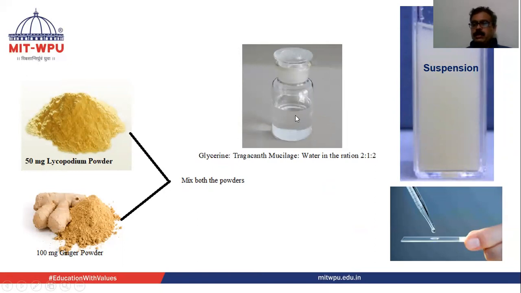We'll add the suspending media into the powder mixture and prepare the paste. Once the paste is formed, we will take some amount of this paste in a test tube and add the suspending media to it in such a way that if we take a drop on a slide and observe under the microscope, 10 to 20 spores should be observed in that particular region.